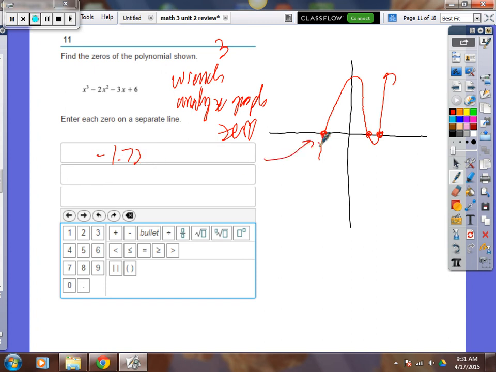Okay. Now I'm going to do it again. 0. This guy is a positive 1.73. And then the last 0 is pretty close to that 1.73. Oh, I can't even read it. Oh, it looks like it happens right on 2. So these are your 3 zeros. That's where it's going to cross.